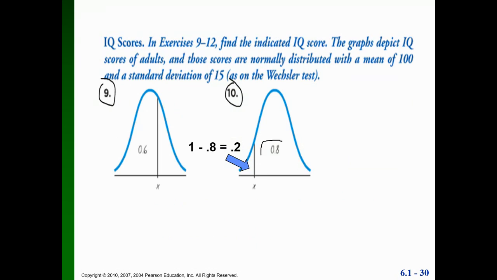Now here's one where you shouldn't fall for the trick. The area that's associated with this score is to the left. If you know that to be 0.8, the area to the left is 1 minus 0.8, or 0.2.